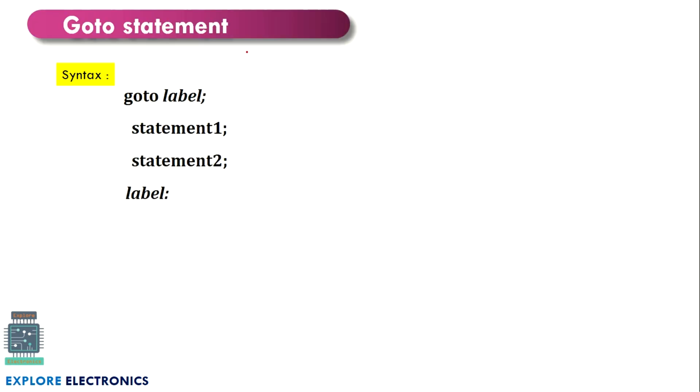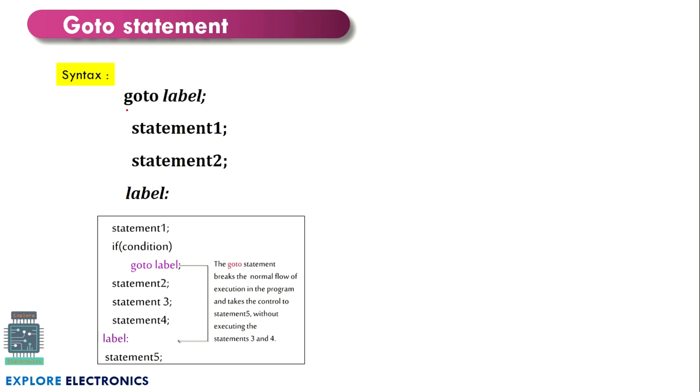Let us understand the goto statement. This is the syntax. We need to write goto, this is the keyword, and label is what we give to a particular block of code. Here you can observe, if some condition is satisfied, then we are saying go to this label. The program execution will come to statement 1, then it will come to the if condition, and if this condition is satisfied, it will enter this and we have written go to this label. So it will directly jump to that label and skip the statements in between.